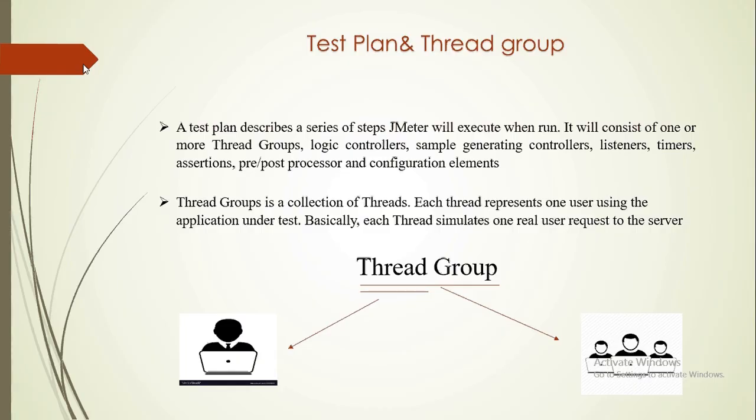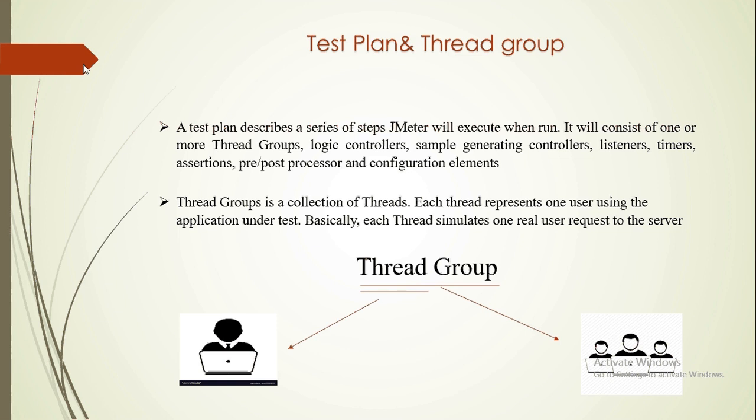A test plan describes a series of steps JMeter will execute when run. So it's like a test suite. Within the test suite we will have multiple test scenarios. So test plan is the base of each and every script. Test plan consists of many other components such as thread groups, logical controller, sampler controller, listeners, timer, assertions, pre and post processors and config elements.